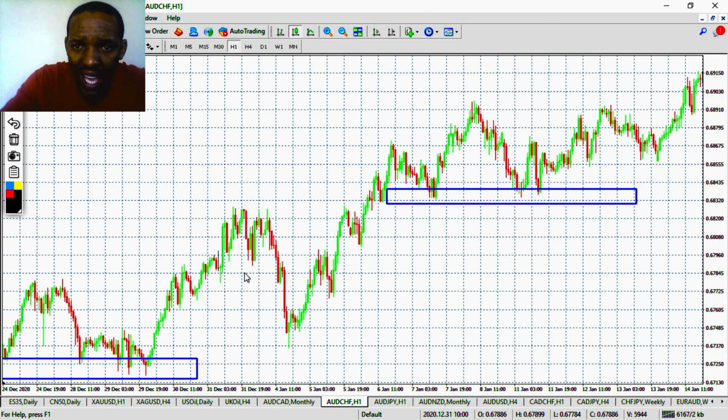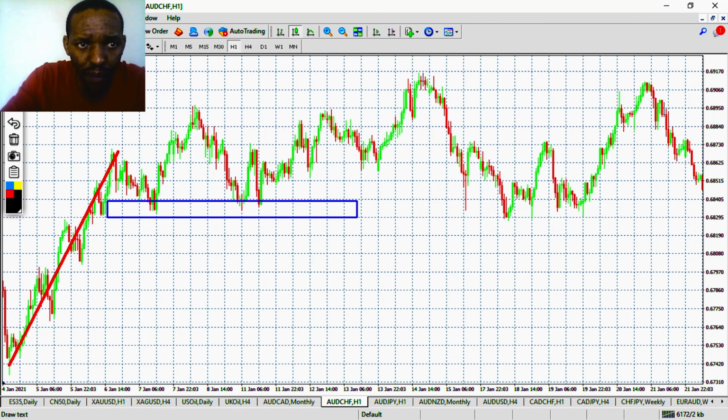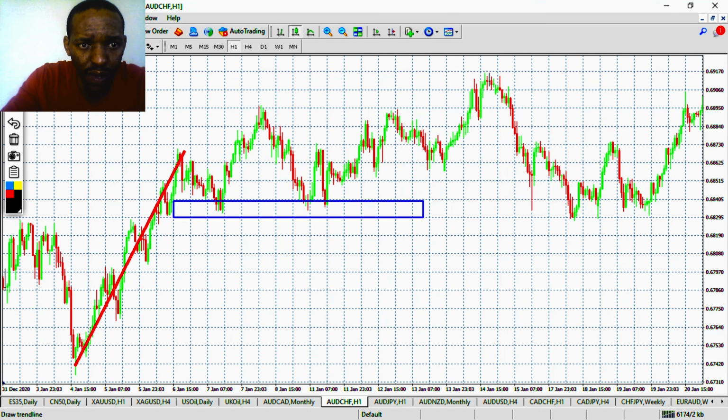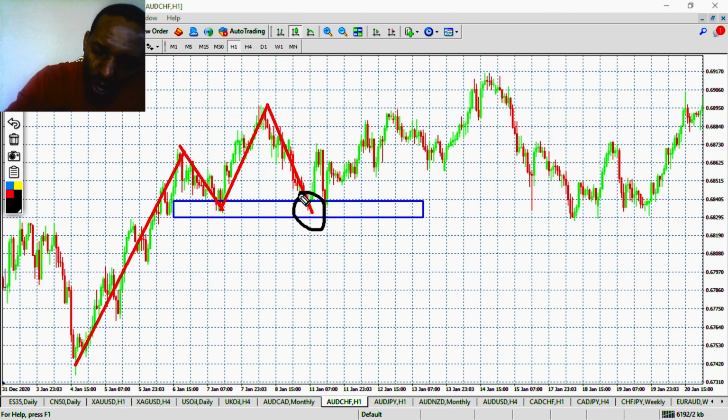And the second one that we have is this one right here. So what we have here, we have an impulse, a pullback, and now we have an impulse, now we have a pullback. Right in this area right here, this is where you would have entered the markets. This is where you would have looked for your buys, at that area right there.